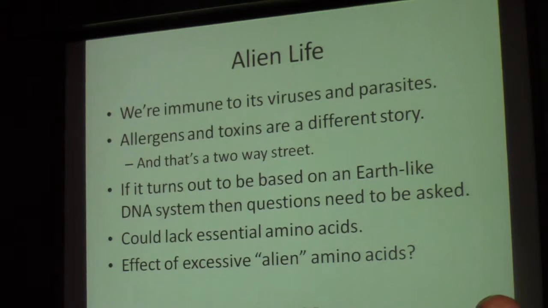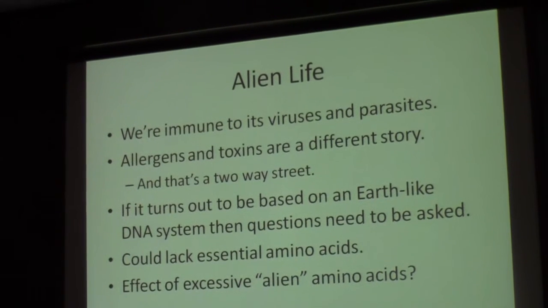If it turns out that we land on an alien planet and the life is based on essentially Earth DNA instructions, then there's a lot of questions we need to begin to ask, like why. One possible answer to that is called panspermia, the idea that life evolved or was created at one spot and spread throughout space to colonize all the planets.